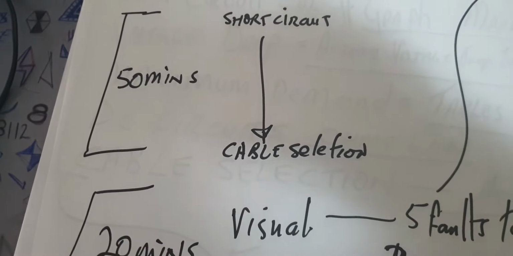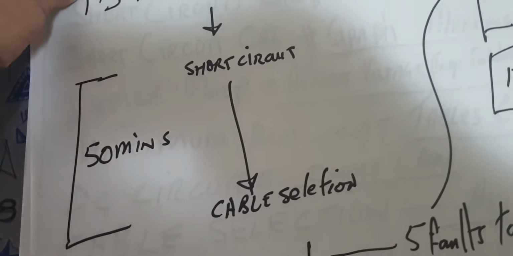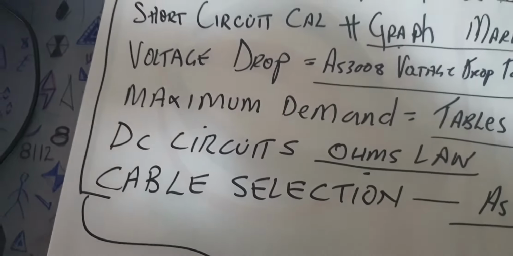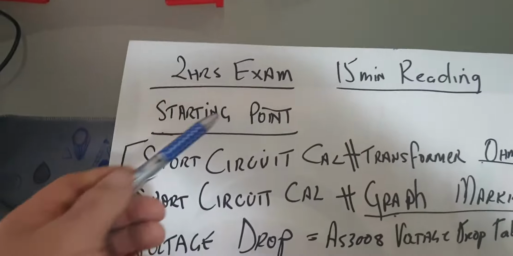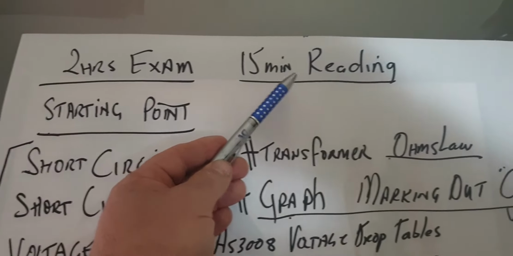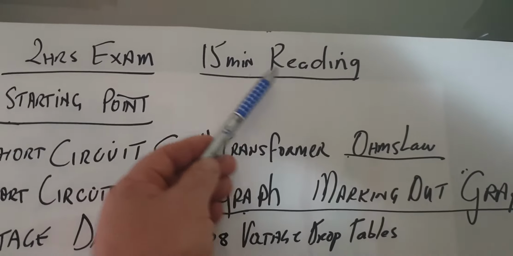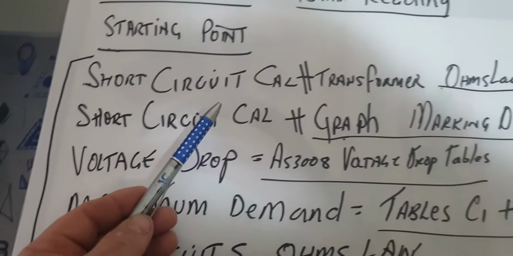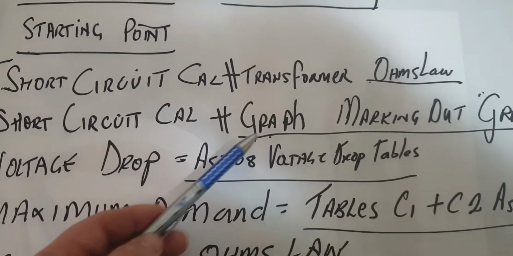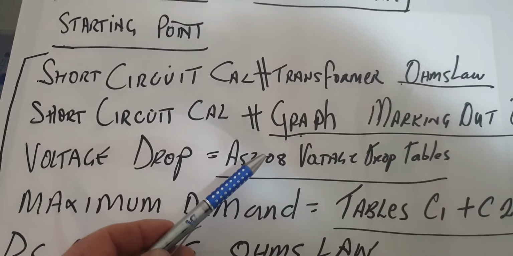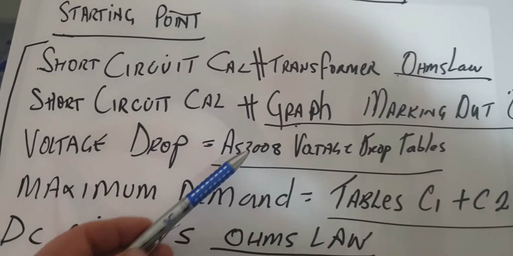All right, now I'm going to take over the next page. This is my last page I've made of my wonderful workout. So we have 2 hours to do the exam, like we said, and 15 minutes reading time. The reading time is for stuff that we need to look for. In other words, a short circuit one. Short circuit with the graph. Voltage drop. Is it a maximum demand, or is it a cable size that we're being given?